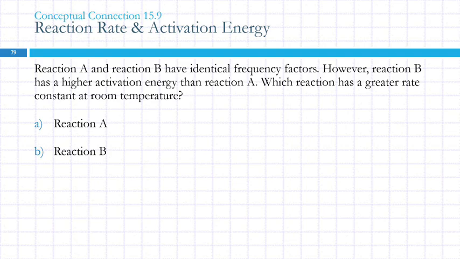Reaction A and B have identical frequency factors, but reaction B has a higher activation energy than reaction A. Which reaction has a greater rate constant? So bigger rate constant, does that mean the reaction goes faster or slower? Faster. So we're looking for the one that's faster, right? And this one has a small activation energy, this one has a big activation energy. Playing miniature golf, this one has a big hump to get over, and this one has a little hump to get over. Which one's going to be faster? A.